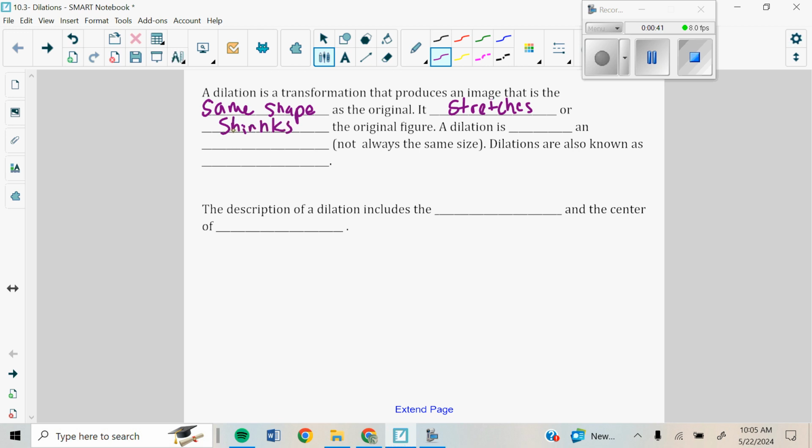Okay, so that makes this different than all the other ones we've talked about before because we are stretching and shrinking that. So then a dilation is not an isometry, which keeps the same shape and the same size. So these are not the same size, so that's why this is not an isometry. So dilations are also known as resizing.